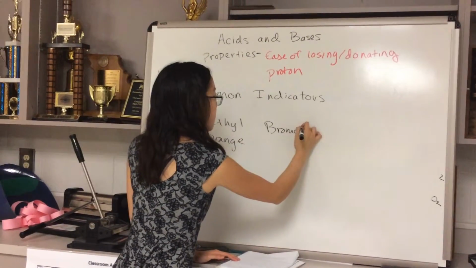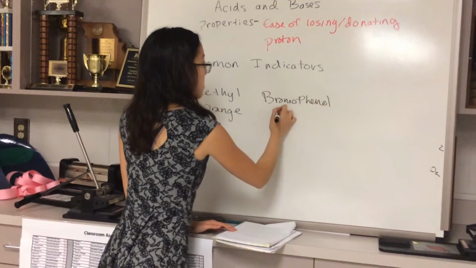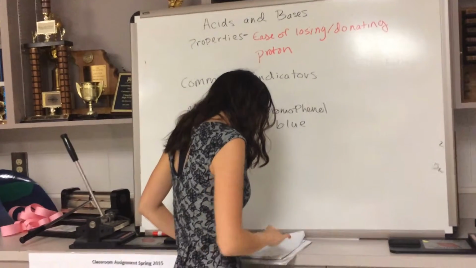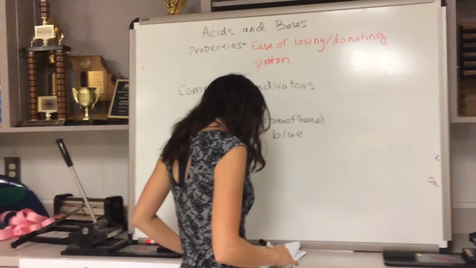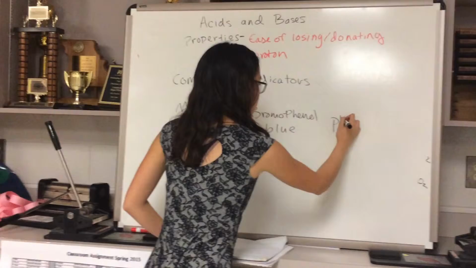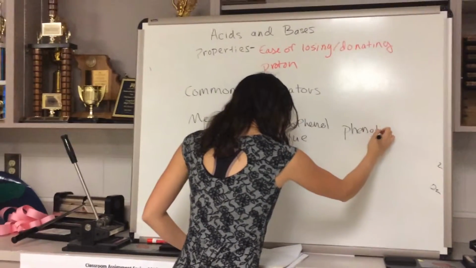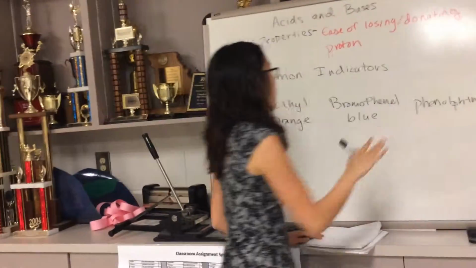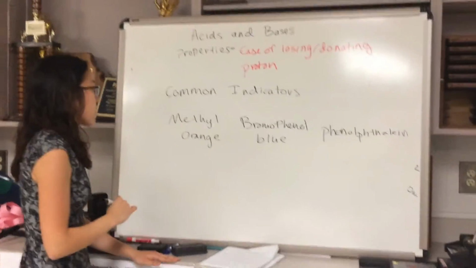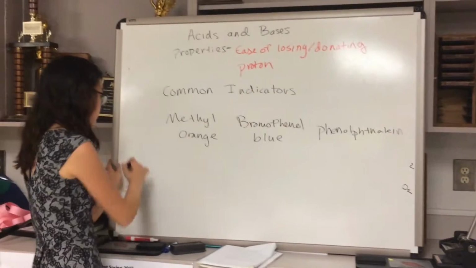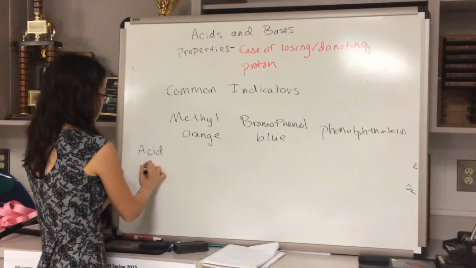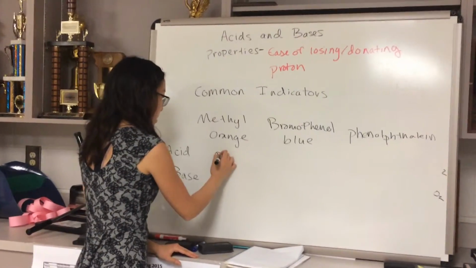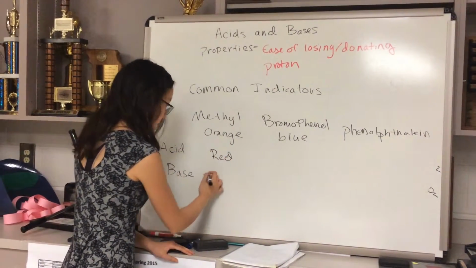Bromophenol blue. And let's talk about phenolphthalein, which is a very long name. So for our methyl orange, let's just draw a chart here, our acid and base. For methyl orange, our acid is going to turn red, and our base will turn yellow.